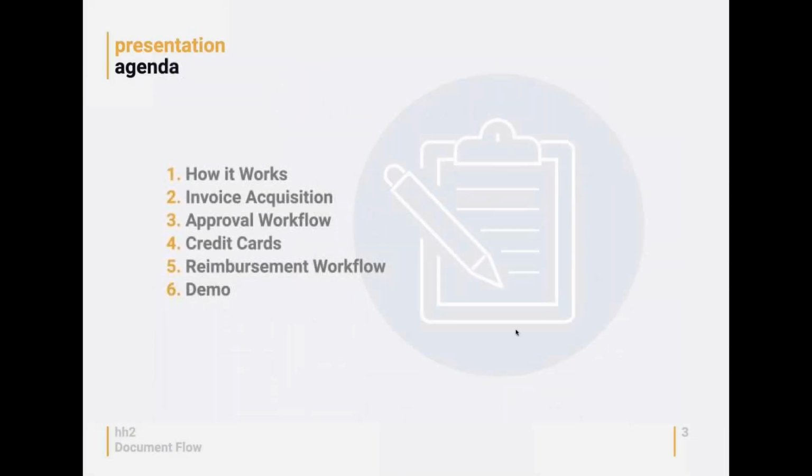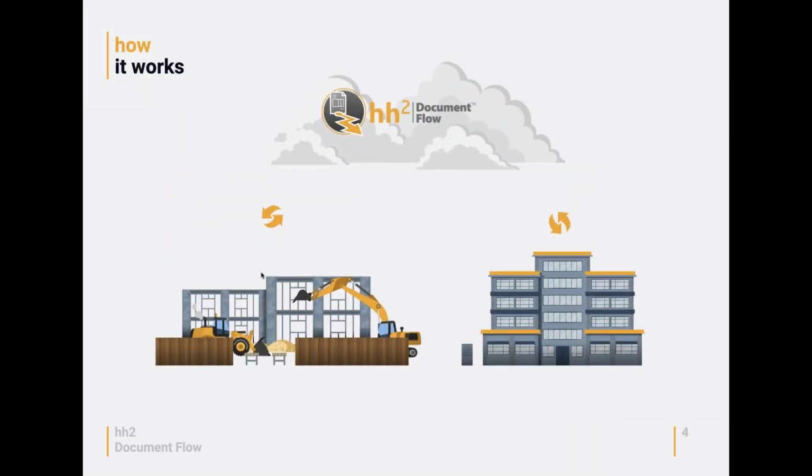Now, today we're going to talk about how hh2 document flow works for AP routing and approval. We're going to talk about invoice acquisition, how to get invoices into hh2, the approval workflows, how to set those up. We're also going to discuss credit cards, how to capture credit card information, reimbursements, etc. during this presentation. First and foremost, we're going to build a foundation. Okay, so bear with me.